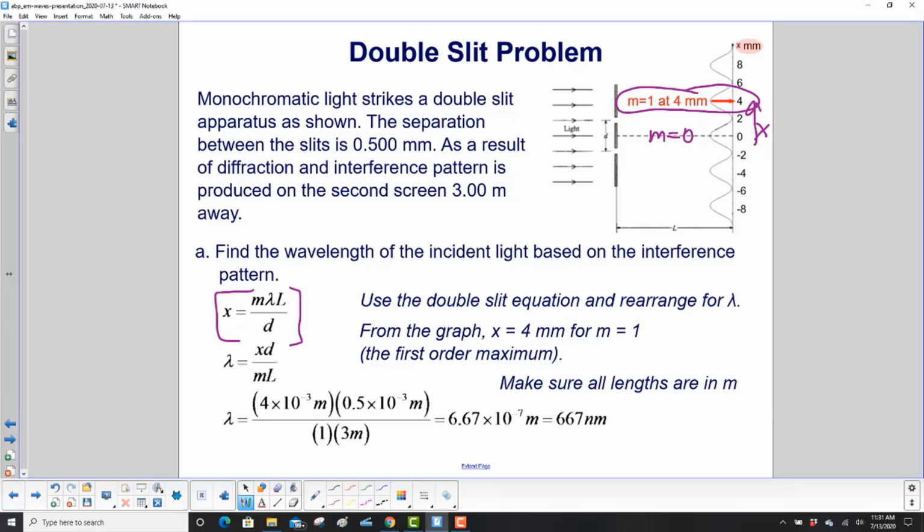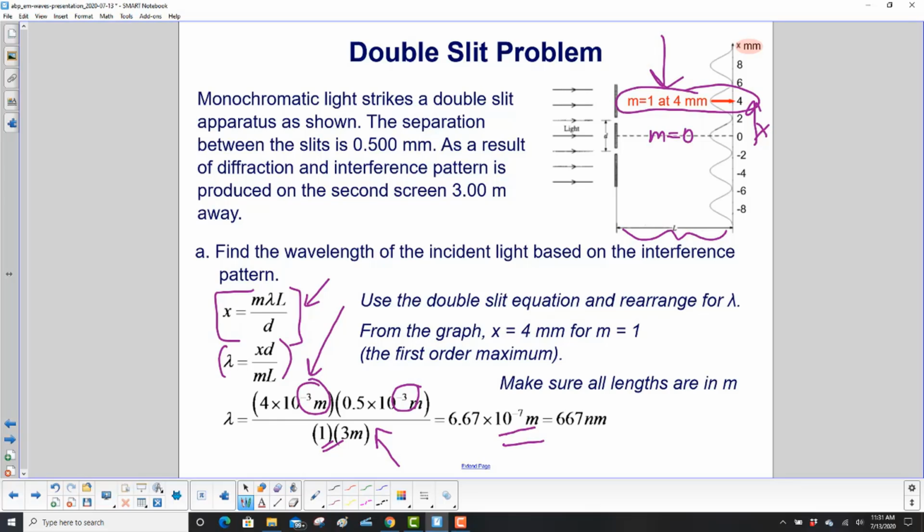So we have to rearrange this equation for lambda. You multiply through by D over mL, and that will cancel out all the variables next to the lambda and move them over to X. So we have lambda is X times D over mL. We substitute in our numbers and make sure you convert millimeters to meters. So that's 10 to the minus 3 meters. This is 10 to the minus 3 meters. Then our distance to the screen is 3 meters. That's this distance here, L. L is 3. And we're going to take the first order maximum because that's what we measured over there. So we get 6.67 times 10 to the minus 7th meters.